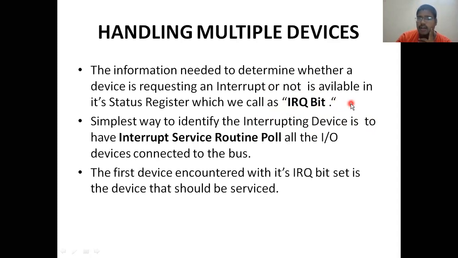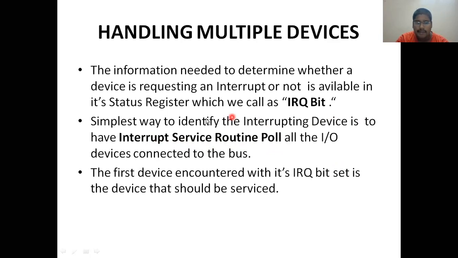Whenever this bit becomes 1, it will ask for an interrupt. That means some other device is asking for an interrupt. Whenever it becomes 0, that means no one is asking for an interrupt. The simplest way to identify the interrupt device is called the interrupt service routine poll.